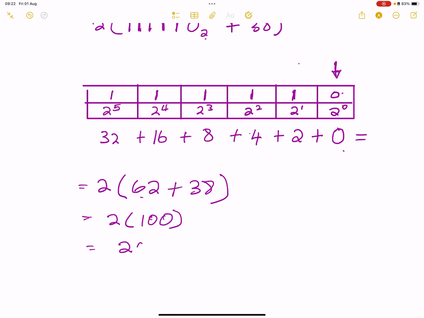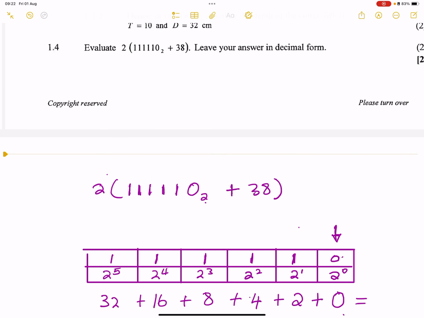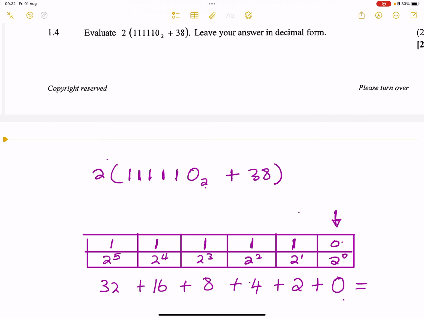Please remember how to convert binary numbers into decimals, and also know how to do that in reverse. When you're given decimals, how we convert them to binary. If you don't know how to do that, we've got a full-on lesson on that. You can have a look at it on this channel.